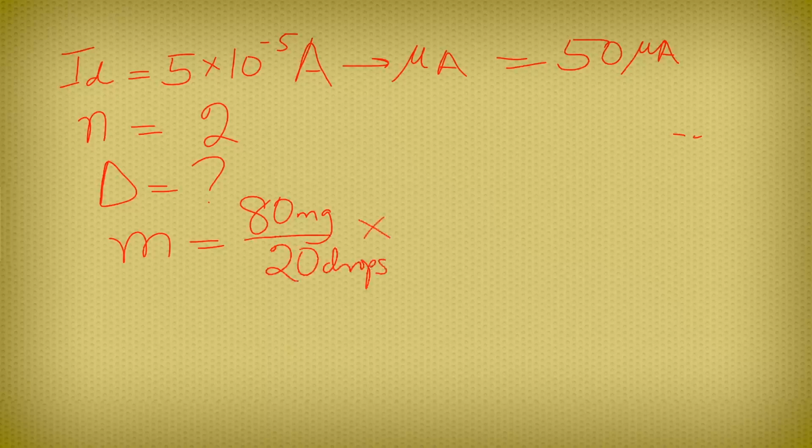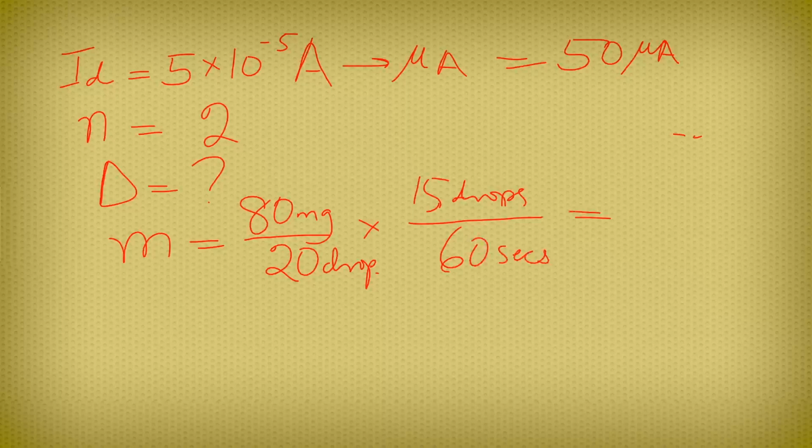And then this 20 drops, which is the total from the 80 milligram, is actually dropping at 15 drops per minute. And we know that in this calculation of ID, we don't deal with minutes, we deal with seconds. So we convert the 1 minute to 60 seconds. And then that is where we are.